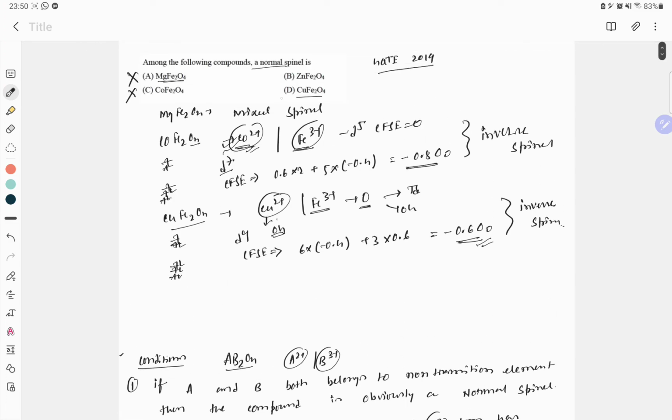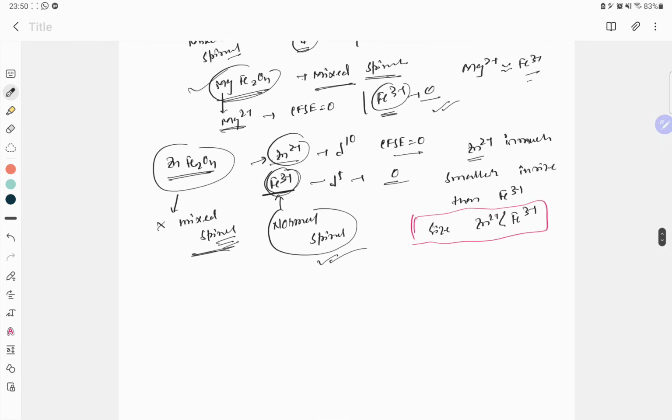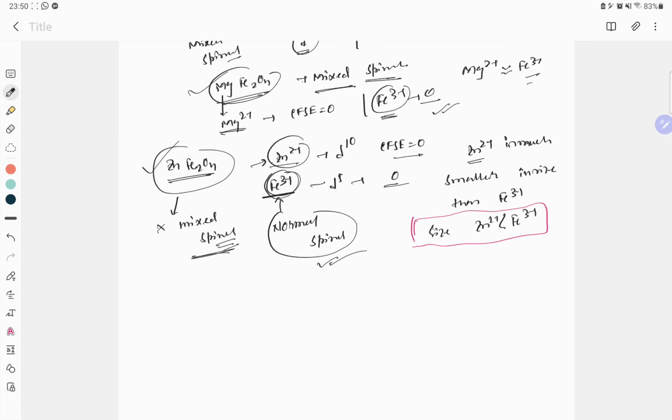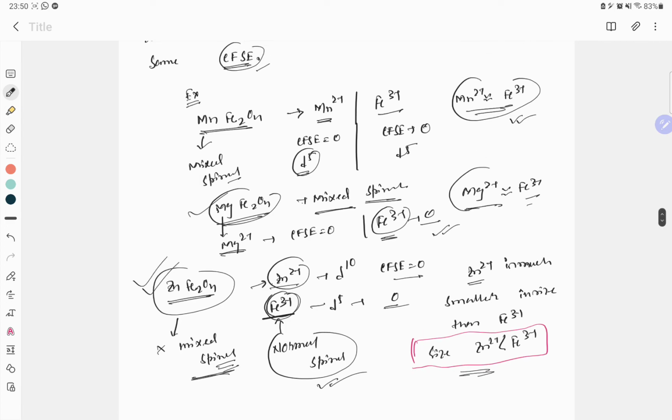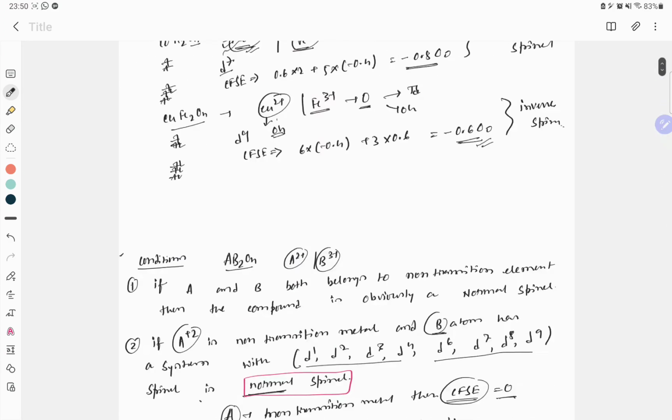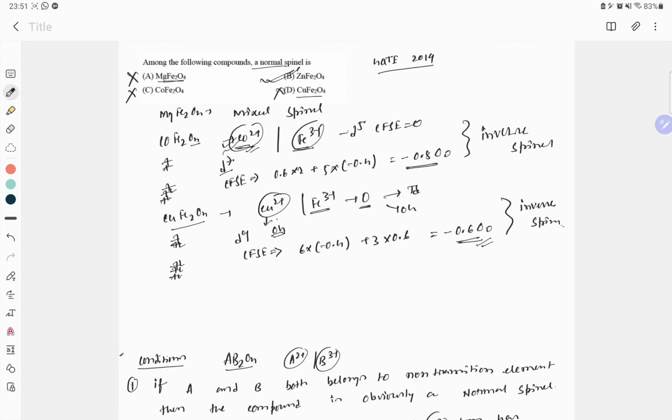So this will not be the answer. ZnFe2O4 is the normal spinel that we count here. Why this one? It has Zn2+ and Fe3+, but MgFe2O4 is a mixed spinel because the size is comparable, Mg2+ and Fe3+, while in this case the size is not comparable. Zn2+ is much smaller in size than Fe3+. So this is not a mixed spinel, this is a normal spinel. By this I am ending this topic. Thank you.